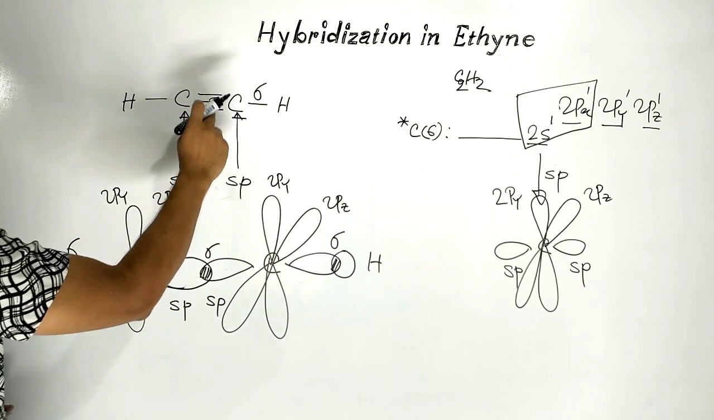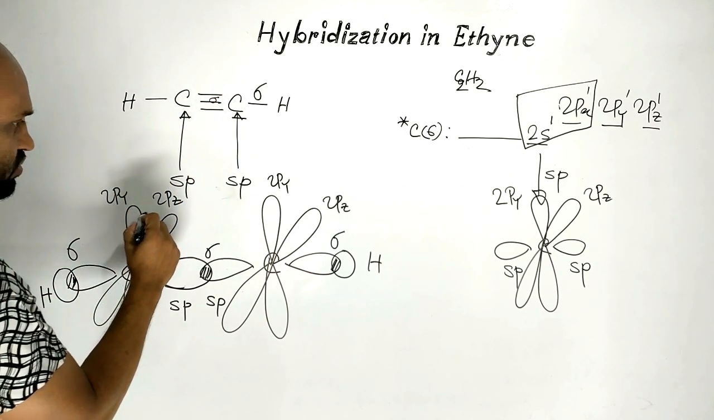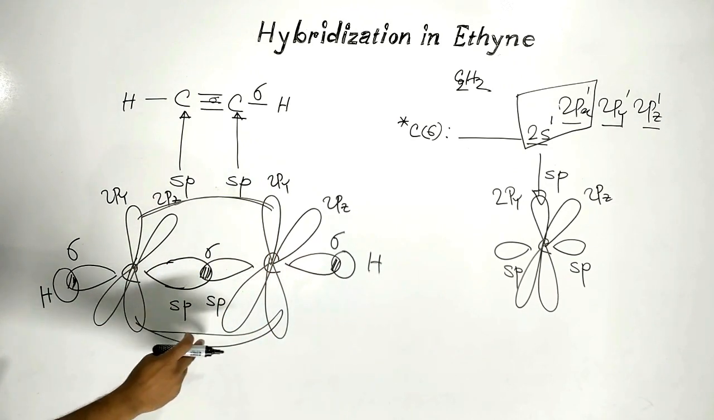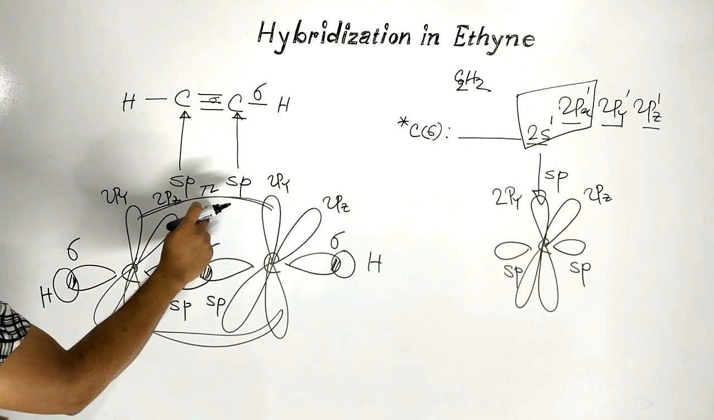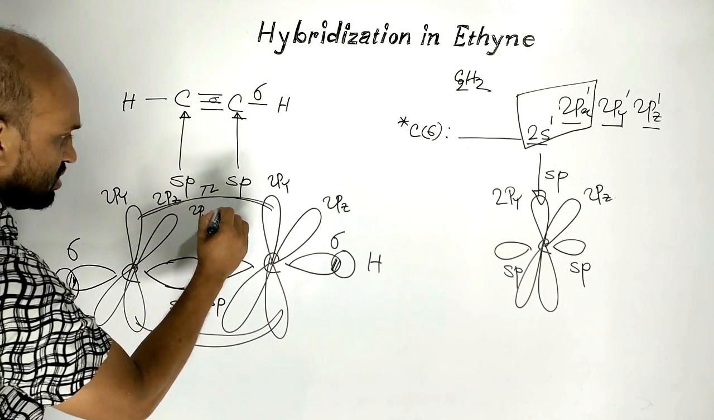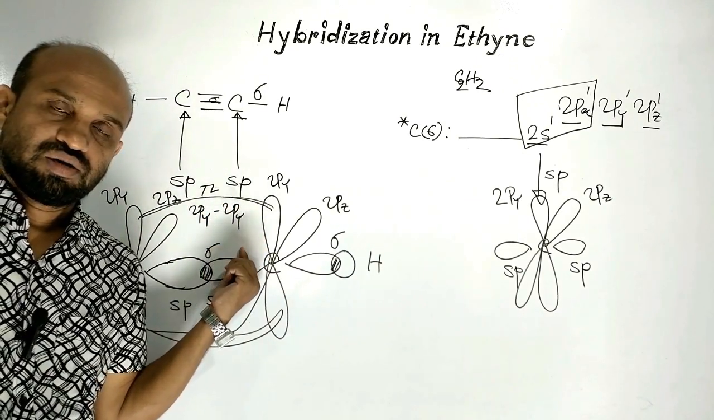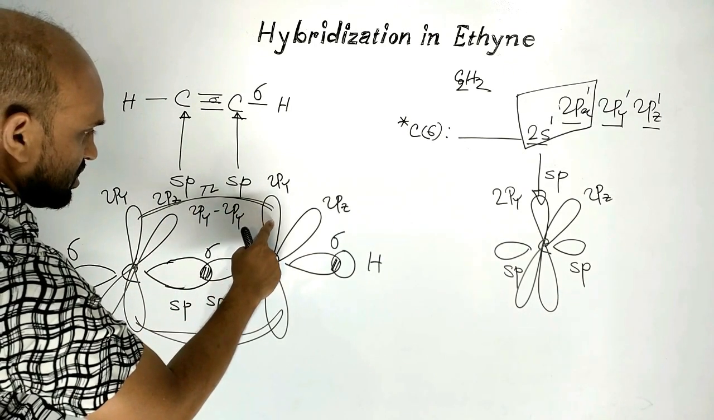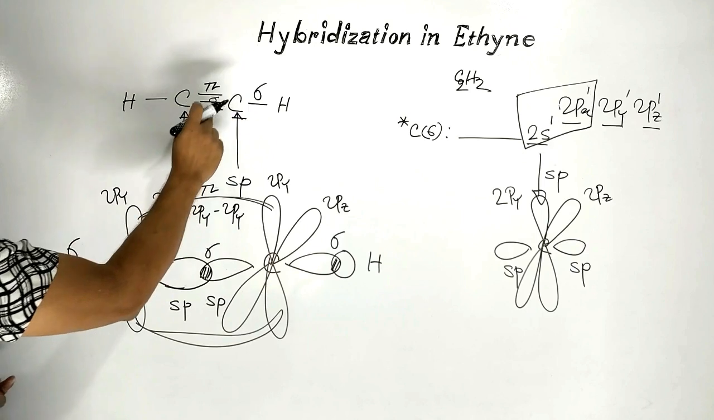Then two bonds are left. One bond is formed by the sidewise overlap of 2py and 2py. This is one pi bond, which is formed when an unhybridized 2p orbital overlaps the unhybridized 2p orbital of this carbon.